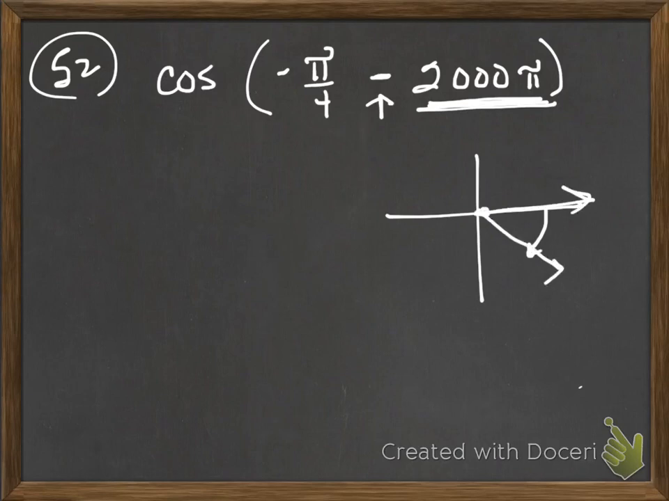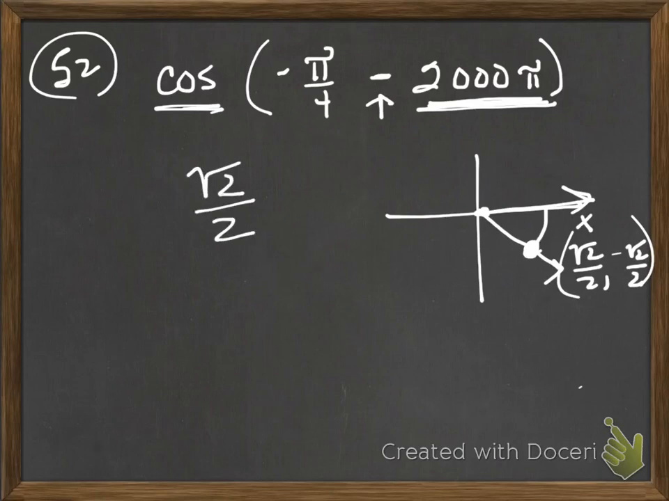That ordered pair is positive square root of 2 over 2, comma negative square root of 2 over 2. Even if we subtracted negative 2,000 pi, which we would not want to do, it would actually put us back in the same exact spot. So they're asking us for the cosine of that point, and the cosine of that point is the x value, and the x value at that point would be square root of 2 over 2.